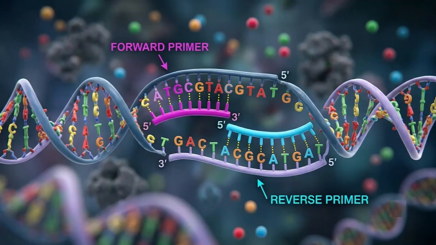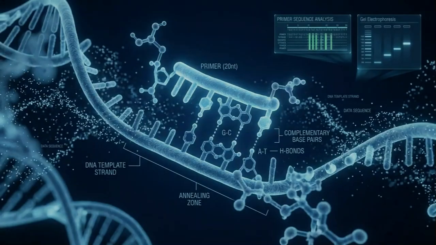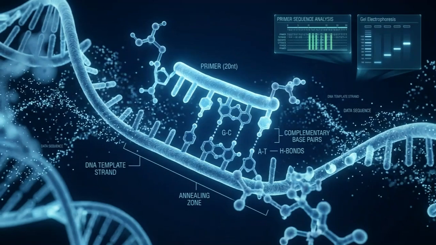In every PCR reaction, we use two primers, a forward primer and a reverse primer. These primers bind to specific regions of the DNA sequence and define the exact segment that will be amplified.